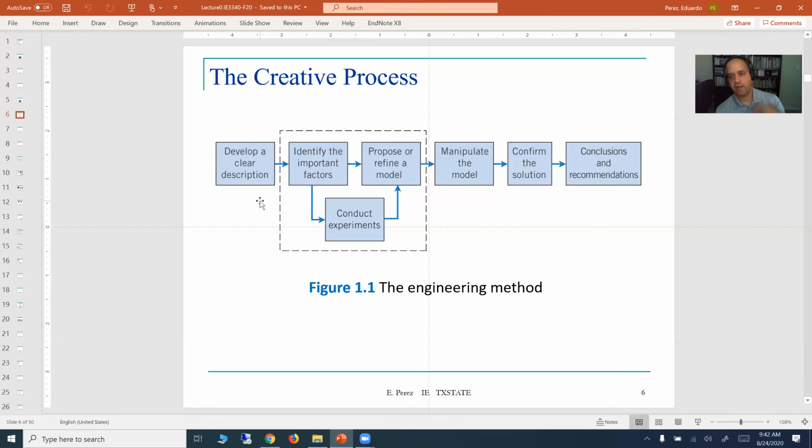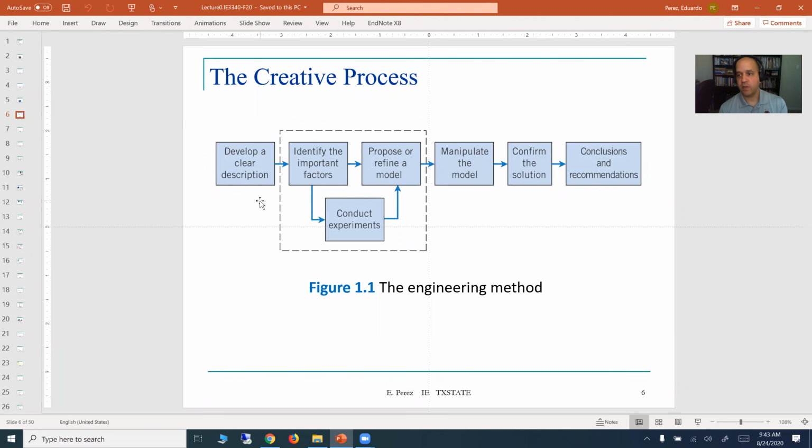So we identify the factors, we propose a model, and then we do experimentation. With this experimentation, we'll get some insights. We can manipulate the model in order to see, okay, what if I do this? What if I increase this? What if I change the machine? What if I have more time in terms of my schedules for my staff, and so on. So I can manipulate the model and develop more experiments, and then using the insight from the experimentation, I can confirm the solution and then provide recommendations to the decision makers.